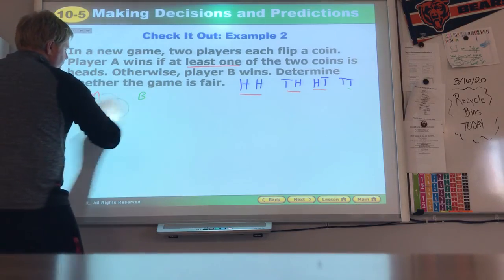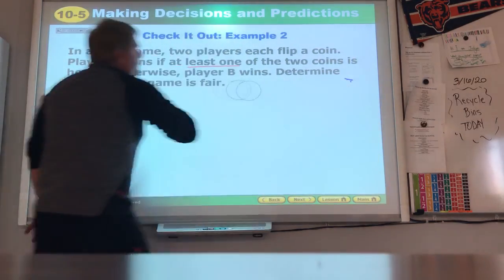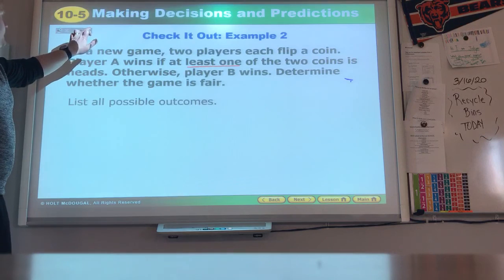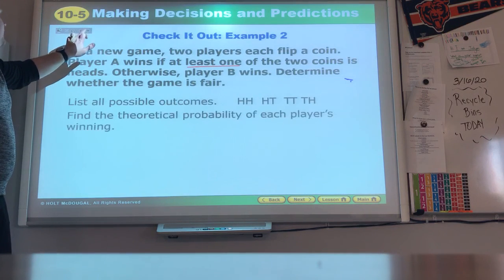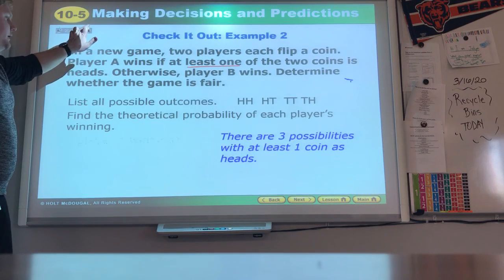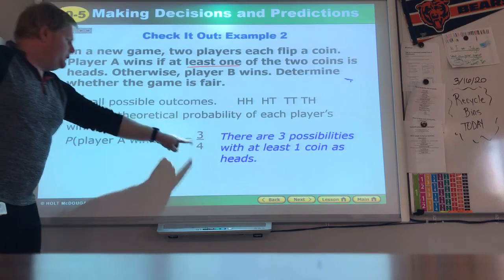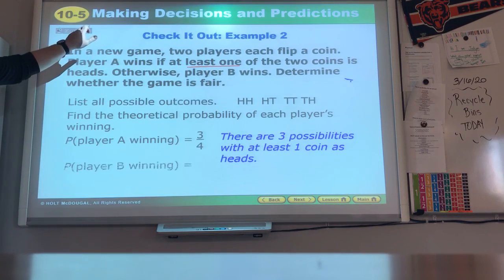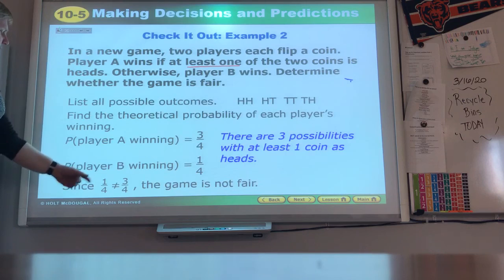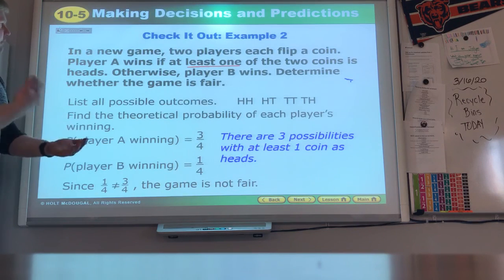All right, let's see what they do. List the possible outcomes. We did that. The theoretical probability. All right. There's 3 out of total 4 chances of the player A winning. And there's only 1 out of 4 for B. They're not equal. The game is not fair.